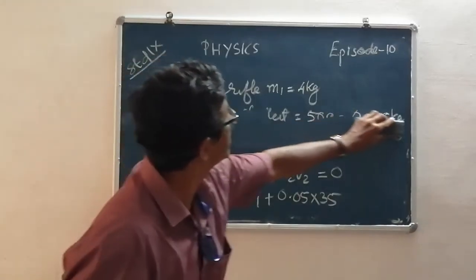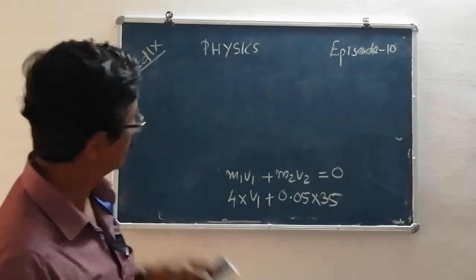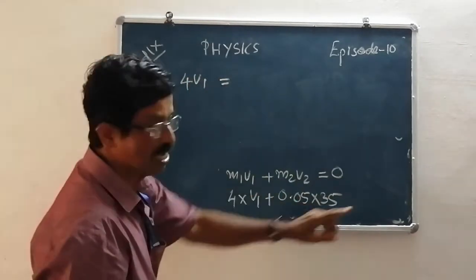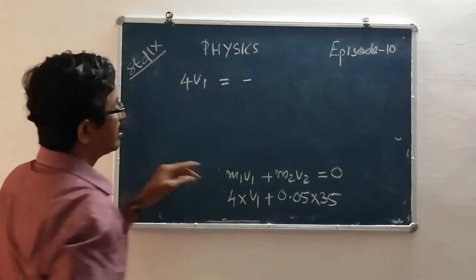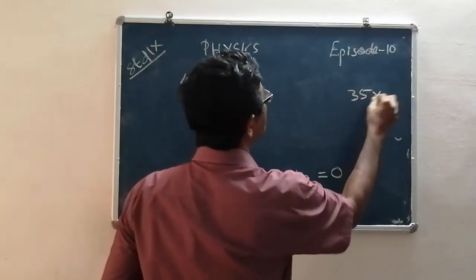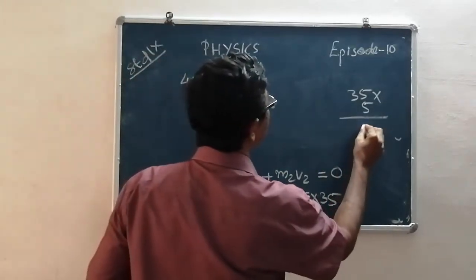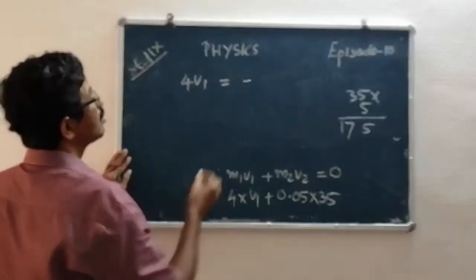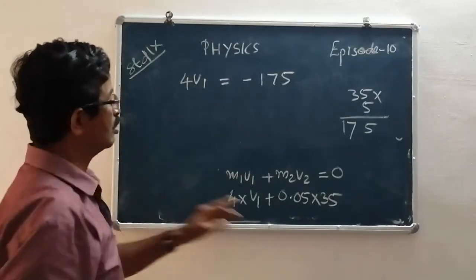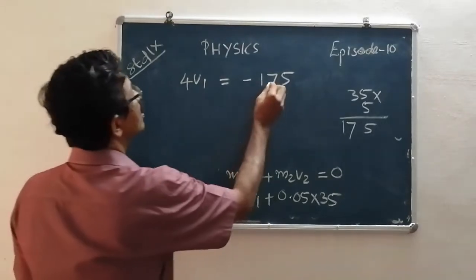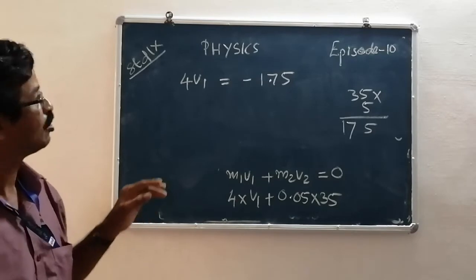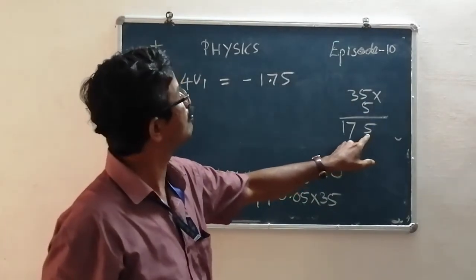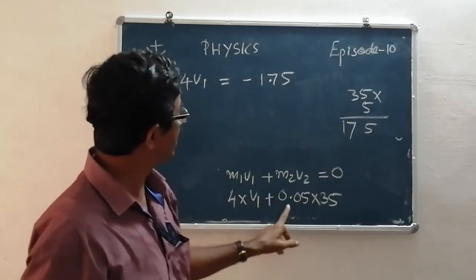Now we want to find out this V1. So 4 V1 is equal to, this quantity we can shift to the other side, that is equal to minus, these two will multiply, that is 35 into 5. 5 times 5, 25. 5 times 3, 15 plus 2, 17. That is equal to 175. Here 2 decimals we want to put. That is equal to 1.75. When we multiply this one, we get 5 times 5, 25, then 5 times 3, 15 plus 2, 17, and then put 2 decimals.